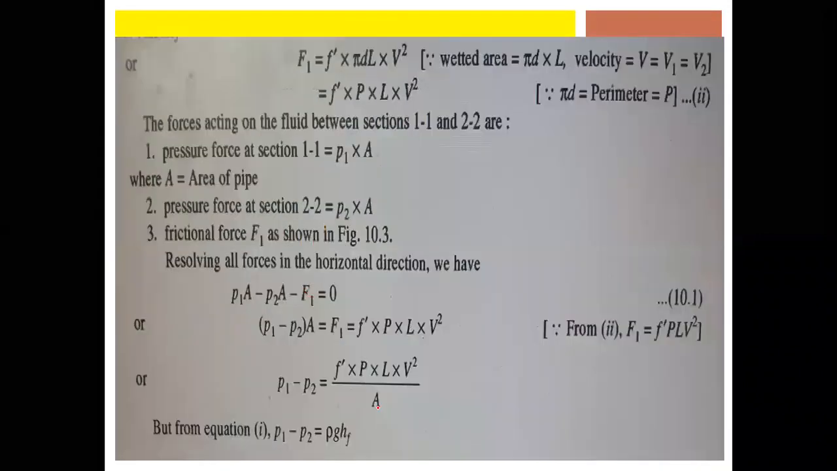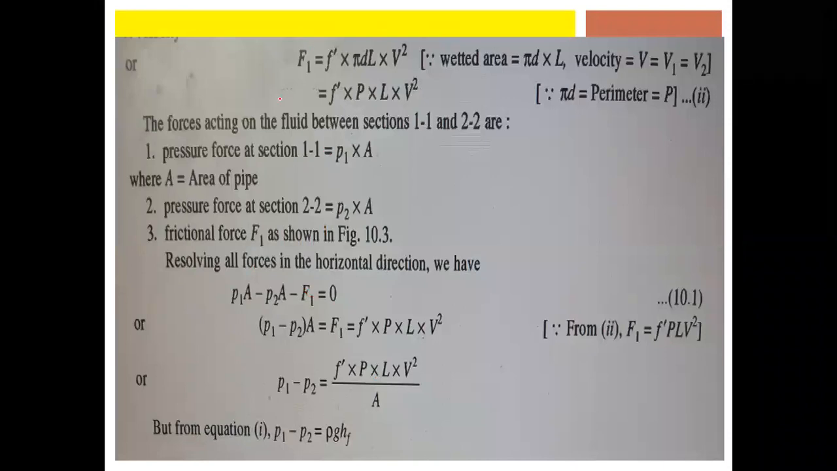Therefore, making common, (p1 minus p2) into area is equal to F1. What is F1 here? F1 is equal to the friction into perimeter into length into v square. So F1 can be written like this. Therefore p1 minus p2 is equal to F dash into P into L into v square by A.